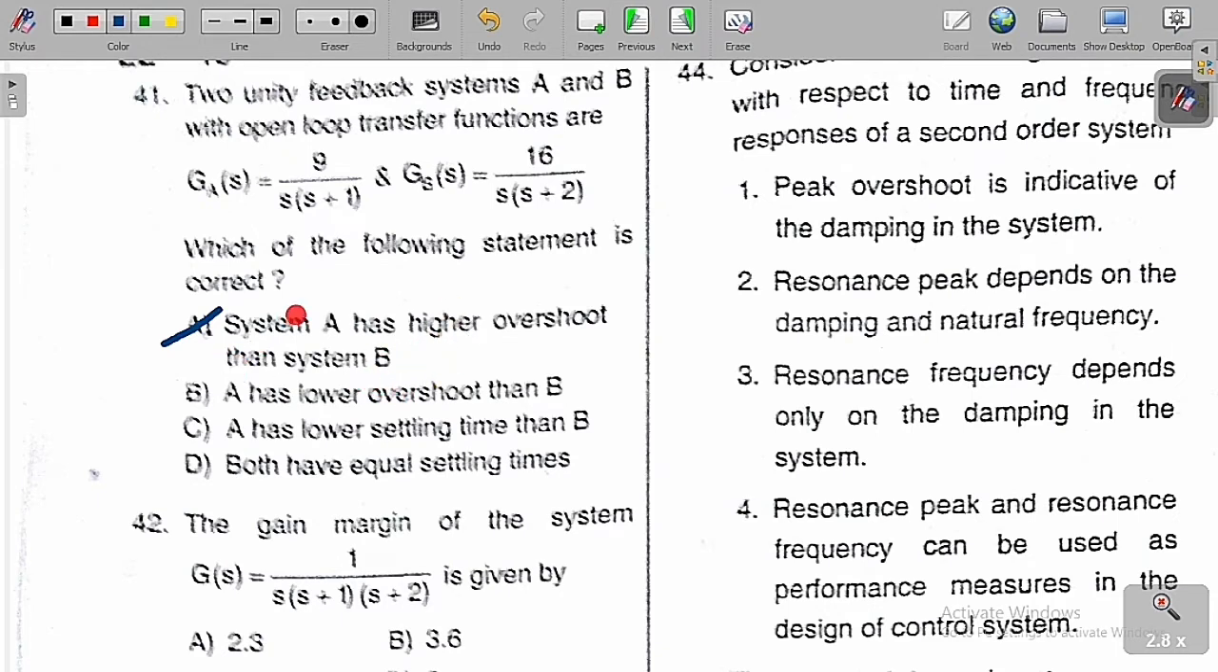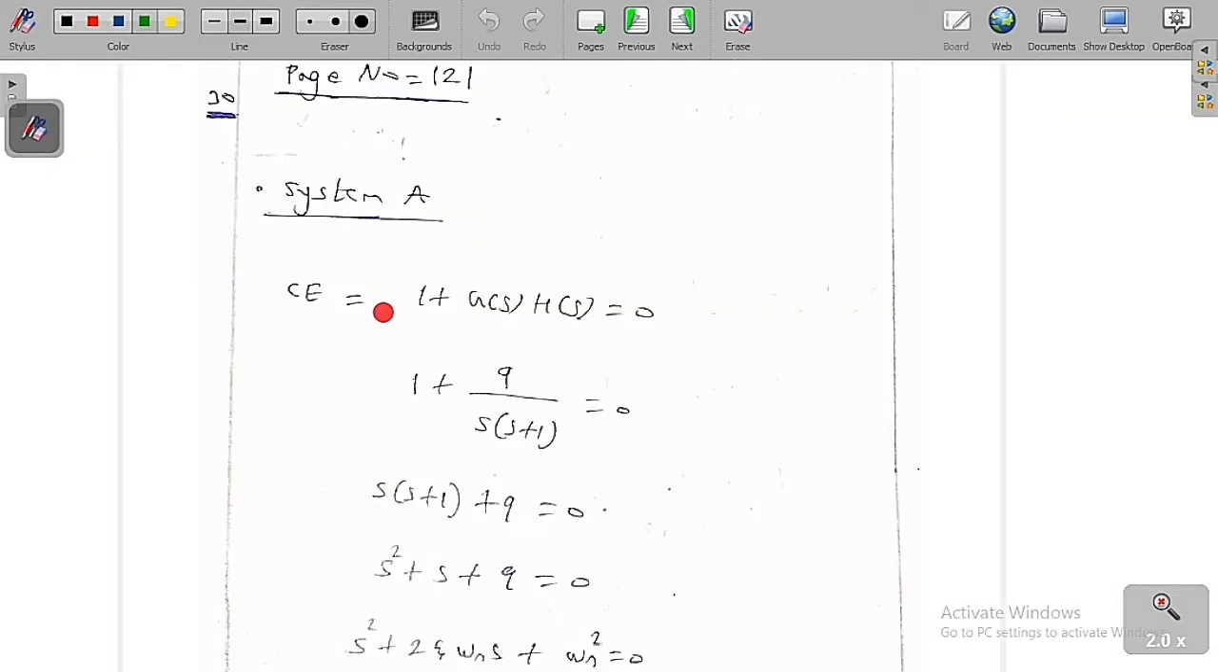So option A is the correct solution of this question. Now let us solve this one. In this question, let me assume for the system A, what is the transfer function? What is the characteristic equation? The characteristic equation is 1 plus G of S into H of S is equal to 0.